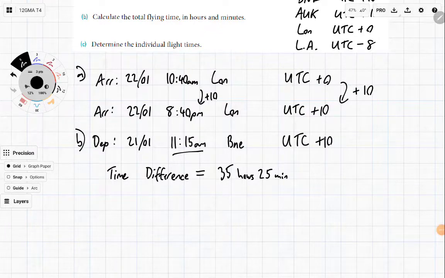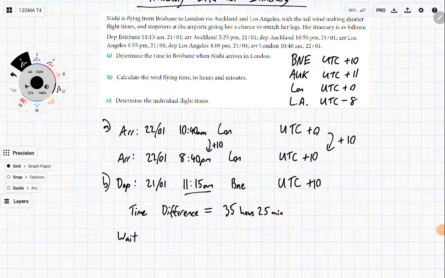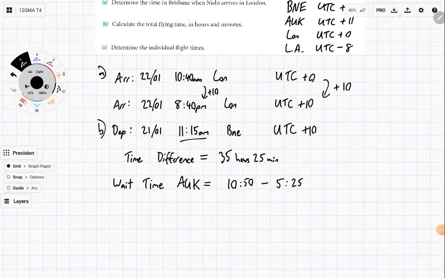But that wasn't all flying time. That was just the total time it took. She had several waits. So we need to work out each of the wait times as well. So let's do the first waiting time. So she flies to Auckland, and the wait time in Auckland, well, she gets off the plane at 5:25, and then she gets back on a plane at 10:50. So 10:50 minus 5:25. So the time difference here, well, 25 minutes and 5 hours.